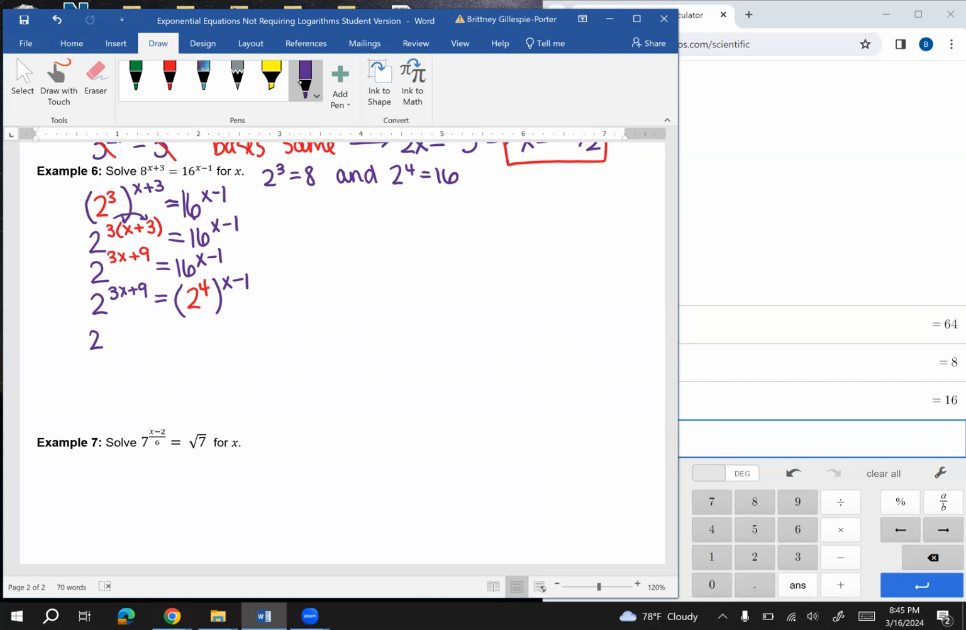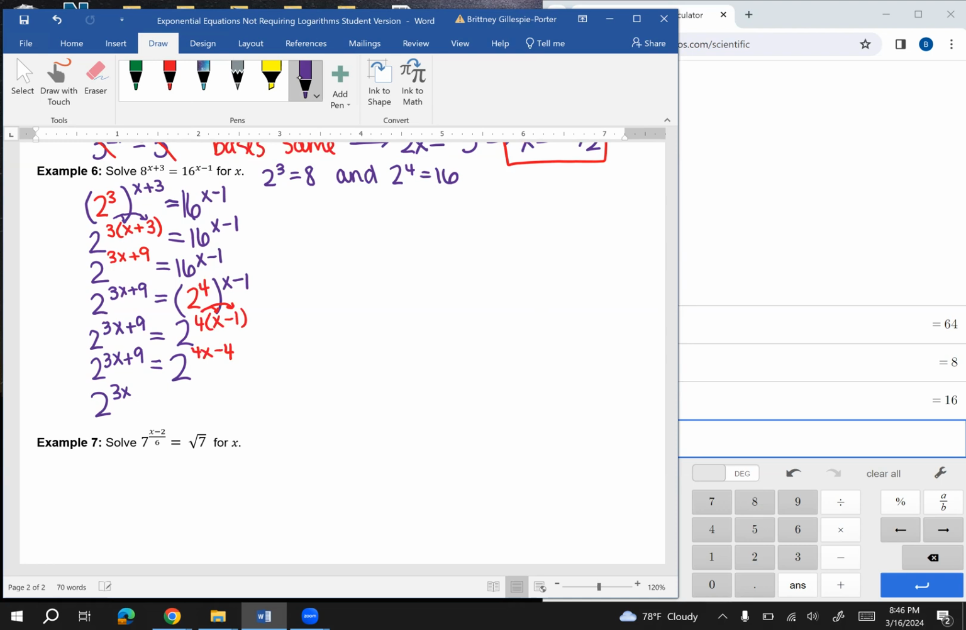Okay. So continuing on, we've already done the left-hand side. Right-hand side, we need to take our 4 times our original exponent of x minus 1. And remember, we're going to distribute all the way through. Left-hand side staying the same. Right-hand side, the 2 as the base stays the same, but we get 4x minus 4.